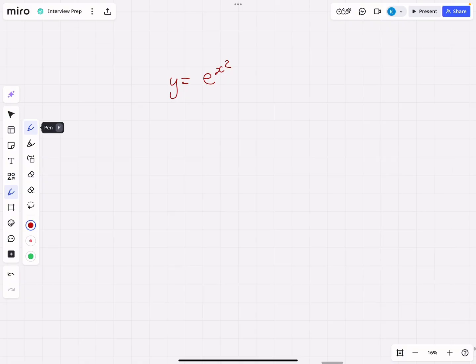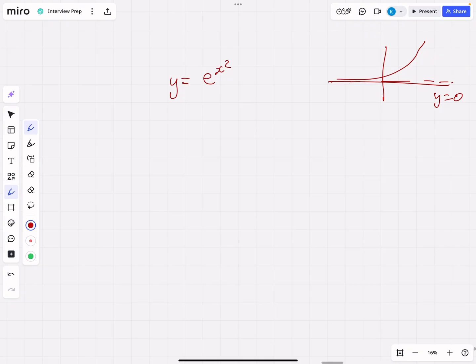Another example, say we wanted to graph y equals e to the x squared. Well, I know how to graph e to the x. I know that it has a horizontal asymptote in the line y equals 0. I know that it tends off to positive infinity as x tends off to positive infinity, and it tends to 0 as x tends to negative infinity.